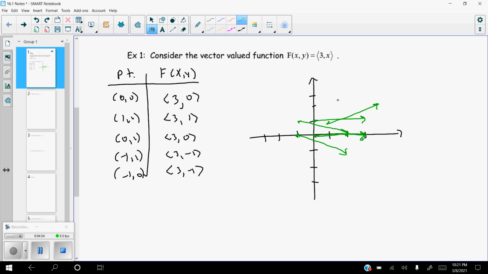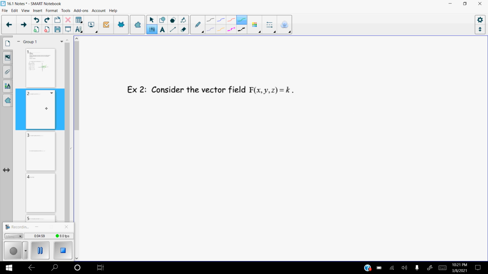So the question might be, well, okay, that's easy enough to do. Why would I want to? I mean, what's going on with it? What are some of the uses? Well, we'll talk about that after we do this particular vector field here.